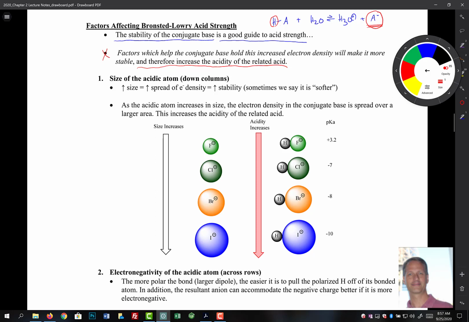Now, the first thing that I want to look at with you guys here is the size of the atom. So we're going to go down the column. As we go down a column, here's our periodic table column for our halogens, our size is going to increase. And as our size increases, we increase the spread of electron density. Right? We have more electrons. And this increases the stability of our anion. And sometimes we use this term polarizable or softer.